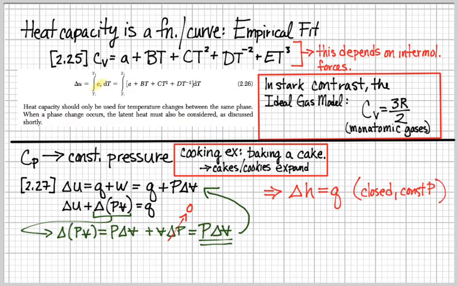That is the definition to get us to enthalpy. So a change in enthalpy at constant pressure in a closed system is equal to the heat transfer. That's equation 2.28. And so, thus, the definition for the constant pressure heat capacity is partial change in enthalpy per partial change in temperature at constant pressure.